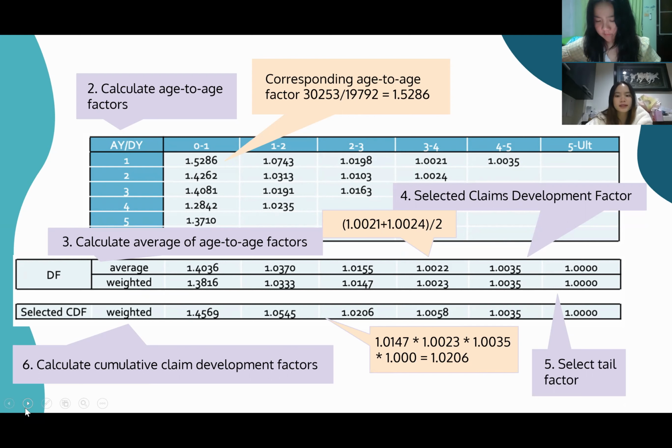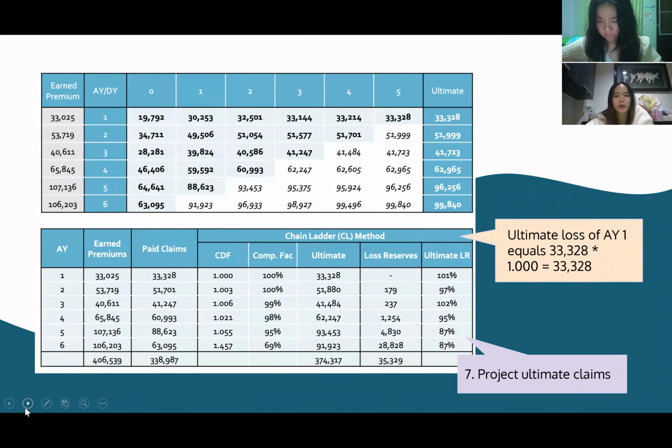The tail factor needs to be selected to bring the latest observation to an ultimate claim figure. After that, we take the calculated cumulative development factors, multiplied by the paid claim reported loss, to project the ultimate loss ratio as the final step. Moreover, you can simply calculate IBNR by having the ultimate claim subtracted by the incurred loss. Overall, this method uses past experience and patterns to determine how the current and future claims are going to be like.